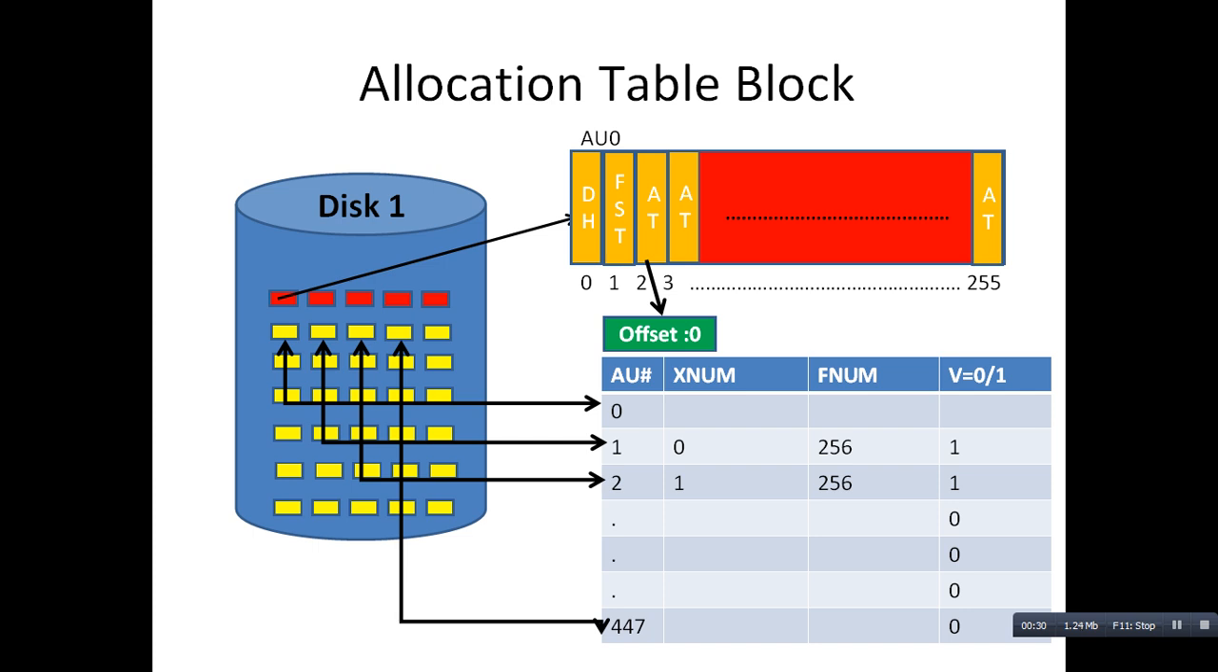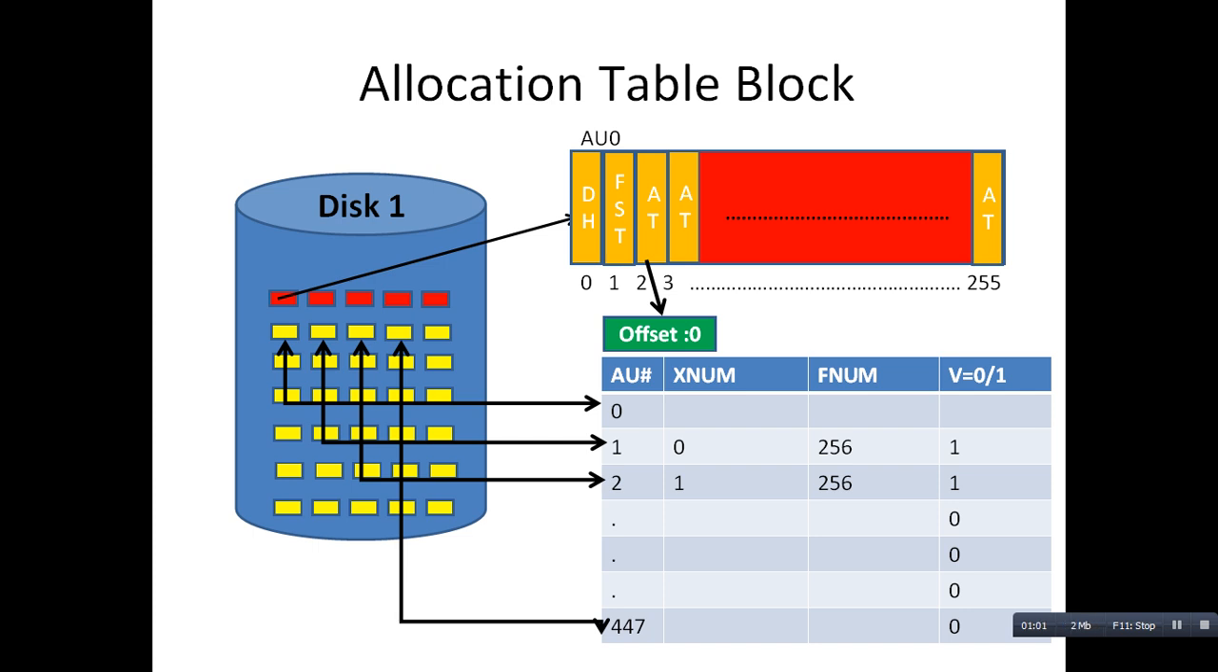We already know that block 0 of allocation unit 0 is reserved for disk header information. Similarly, block 1 is reserved for the free space table. We'll be discussing the free space table in our next video. And from block 2 to block 255 are reserved for the allocation table. Every disk contains at least one allocation table. The allocation table has one entry for every allocation unit on the disk.